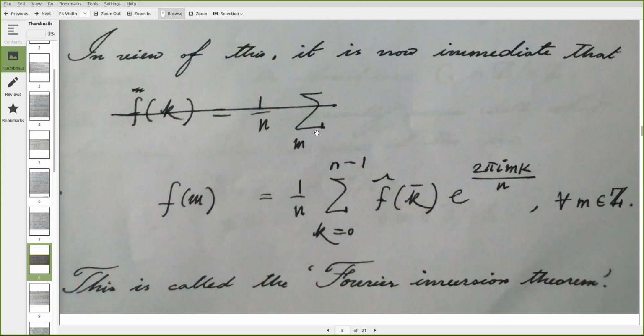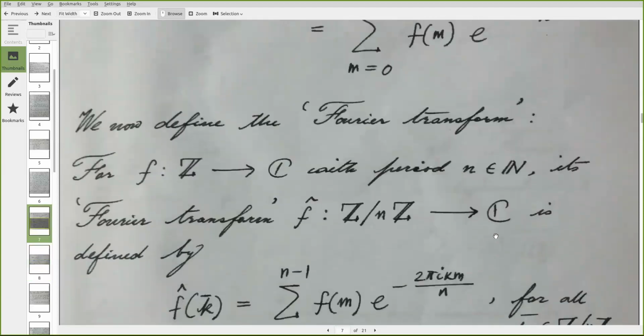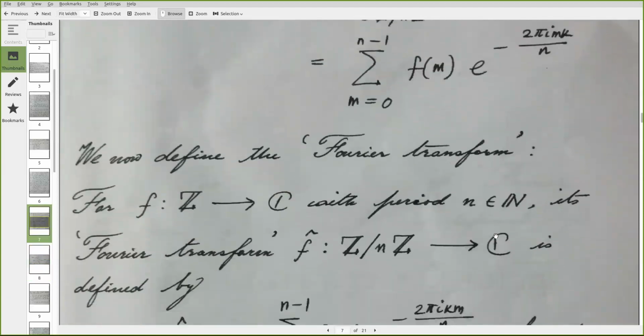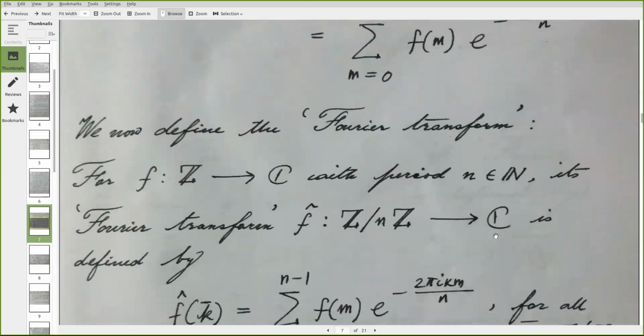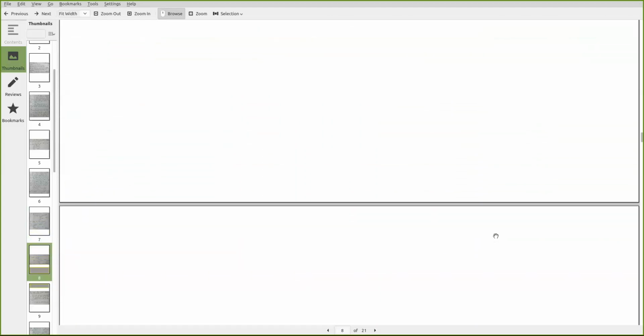So, keeping the analogy with the classical Fourier analysis on R, we have seen its counterpart for periodic functions over Z. So for Z, this Fourier transform and Fourier inversion, we have now discussed. Now I will define them for general finite abelian groups. Okay, so let's do that.